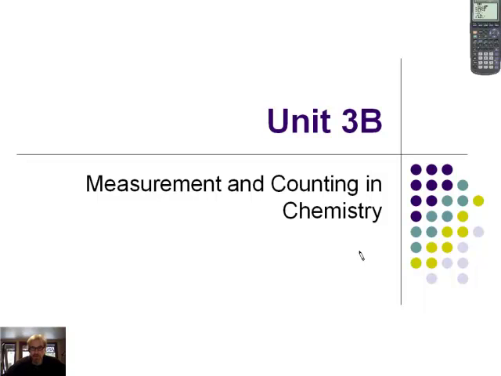Today we start Unit 3B, which is about measurement and counting in chemistry. We're going to focus, first of all, on the basic idea behind measurement and some of the problems that crop up every time we measure and how we deal with them in chemistry and other sciences. And then we're going to talk about the units that we use and how we deal with the very large and very small numbers that crop up in chemistry.